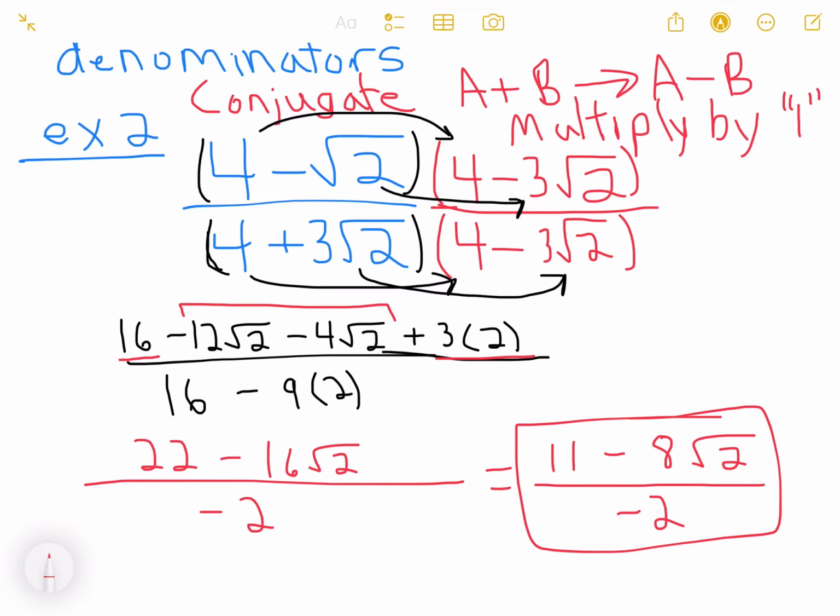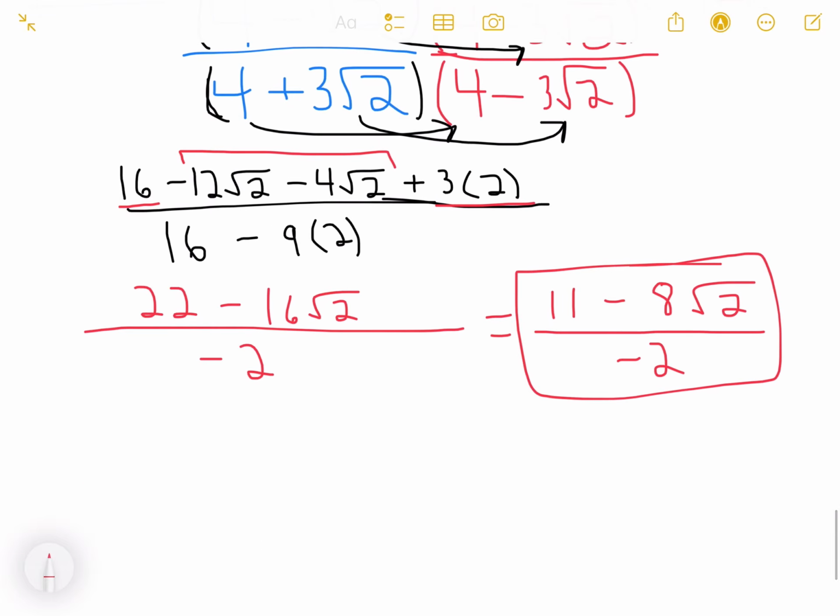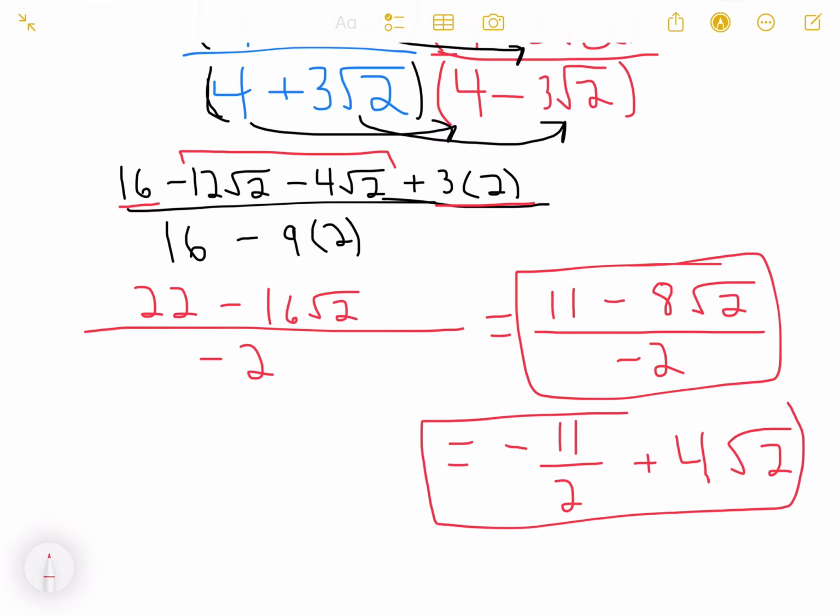I guess I can show you real quick if you want to see. What would I do? Well, I could say that I have minus 11 over 2, and then for this one, it would be positive. So now I have plus 4 root 2. Maybe that's a tiny bit simpler than what I wrote above. But anyway, they're the same thing, and they would both be acceptable answers.